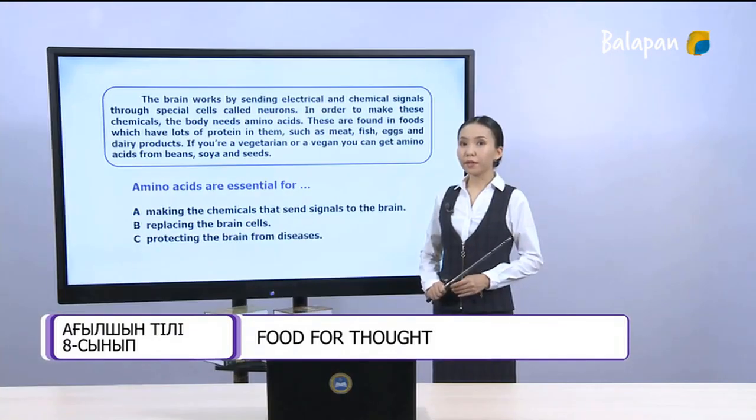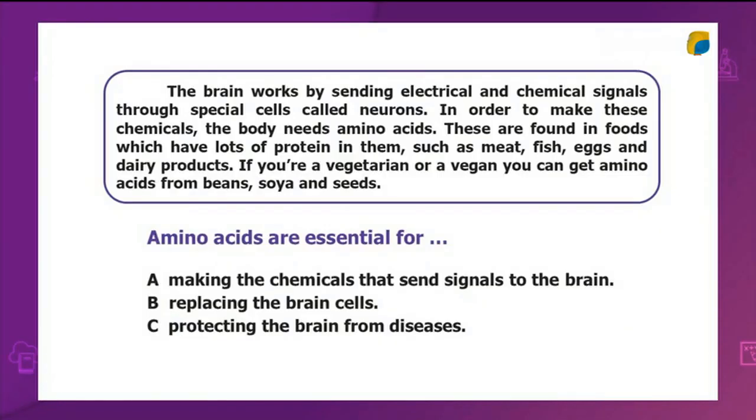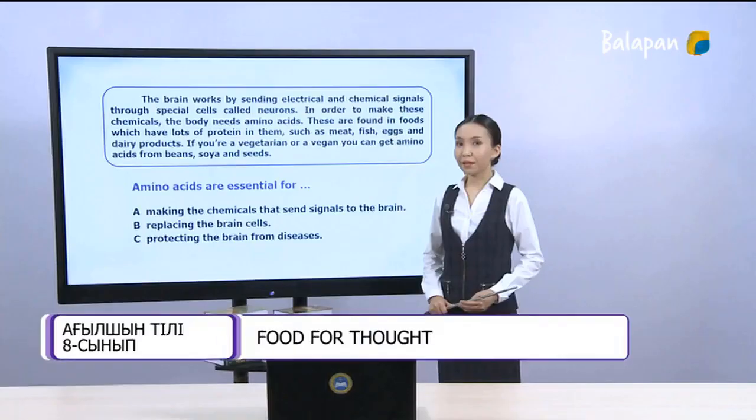Now we work with the next part of the text. The brain works by sending electrical and chemical signals through special cells called neurons. In order to make these chemicals, the body needs amino acids. These are found in foods which have lots of protein in them, such as meat, fish, eggs, and dairy products. If you are a vegetarian or a vegan, you can get amino acids from beans, soya, and seeds.